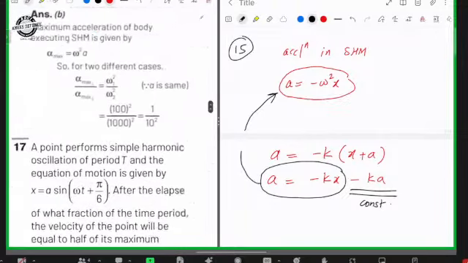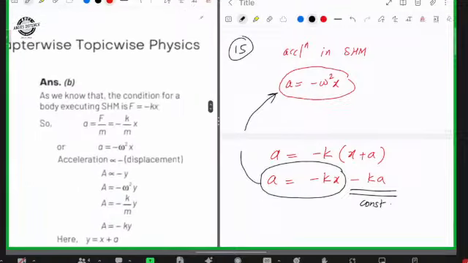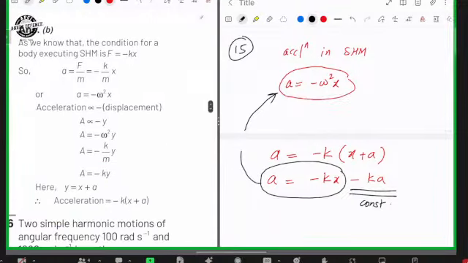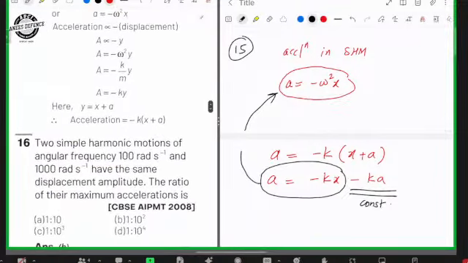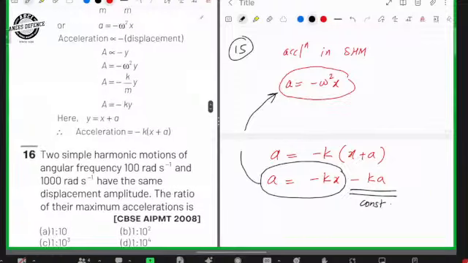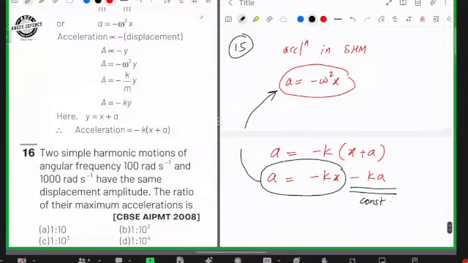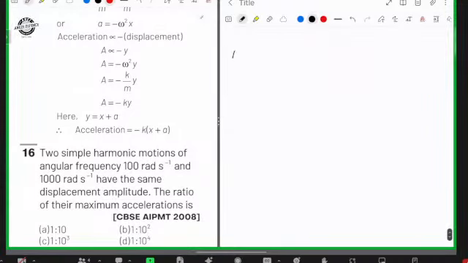Any doubt? No, sir. Remember, any constant term can be neglected when we study SHM, simple harmonic motion, because everything in SHM varies. Acceleration, velocity, displacement, everything varies. You want to say anything? No, sir. Okay. Question number 16.